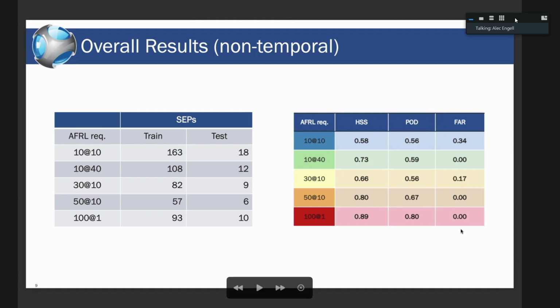You'll notice, hey, you got a false alarm rate of 0 for 50 MeV, 50 MeV at 10 PFU, and 100 MeV at 1 PFU. We think that with some of these SEP events, if you get a really big flare, it may be much easier to predict some of these higher energy, spectra-related SEP events. But it was a pretty robust validation.